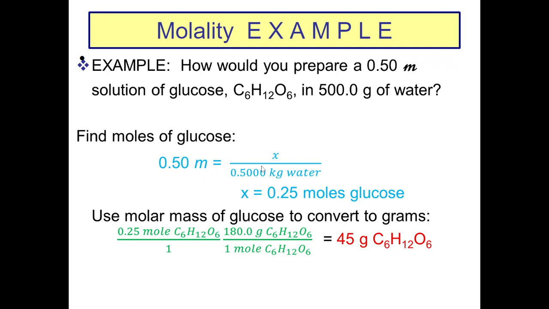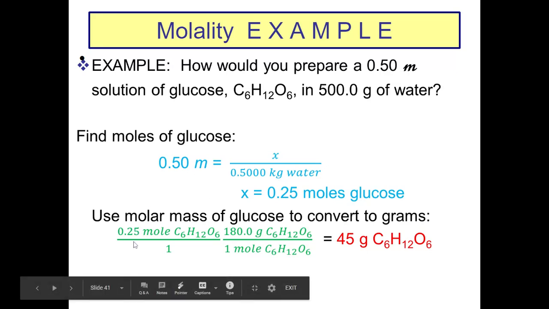So what we're going to do here is, again, solve for X by multiplying 0.5 by 0.5 to get 0.25 moles of glucose. However, again, in the lab, I don't have a tool to measure moles. So what we need to do is convert moles into grams to figure out how much I need to weigh out. So we're going to put the moles over 1. So 0.25 moles of C6H12O6 over 1.